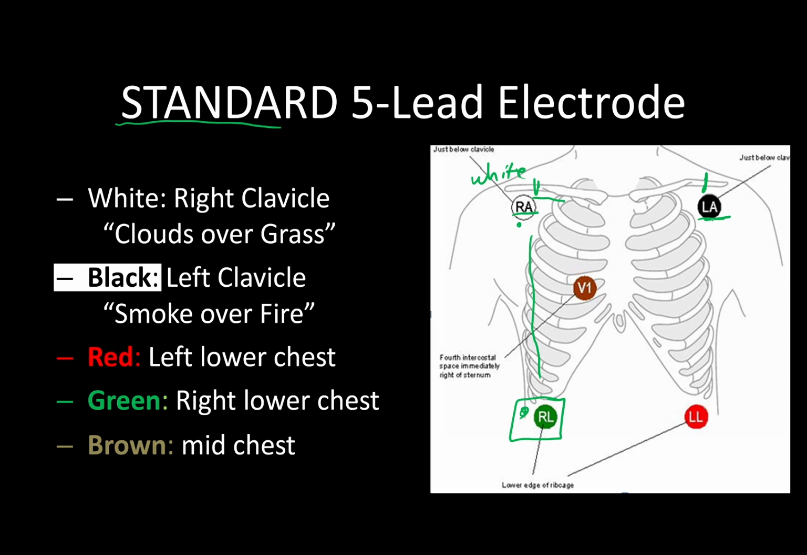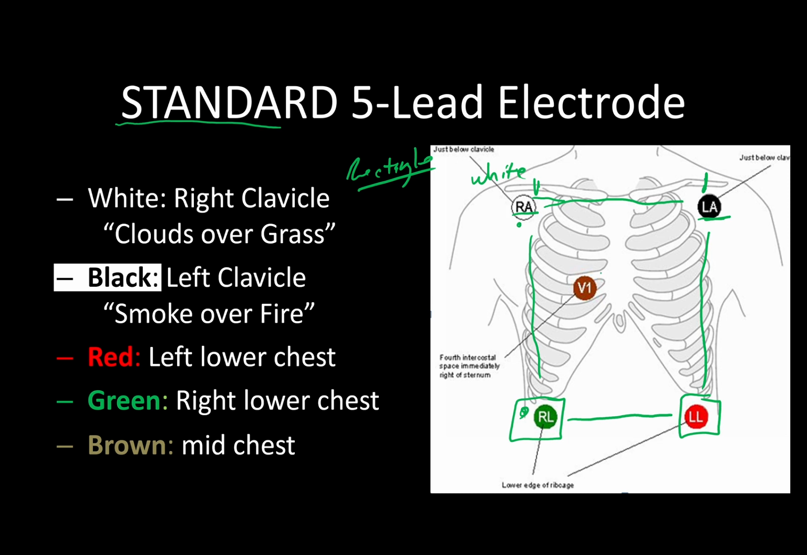Directly below your black one, of course, it's smoke over fire, so your red one goes down here, again at the tip of the rib cage, creating a straight line down. So if you've laid these out correctly, your green one will be across from your red, and your white will be across from your black, creating a rectangle. And that's what's necessary for a standard 5-lead to function well, is to create that perfect box.